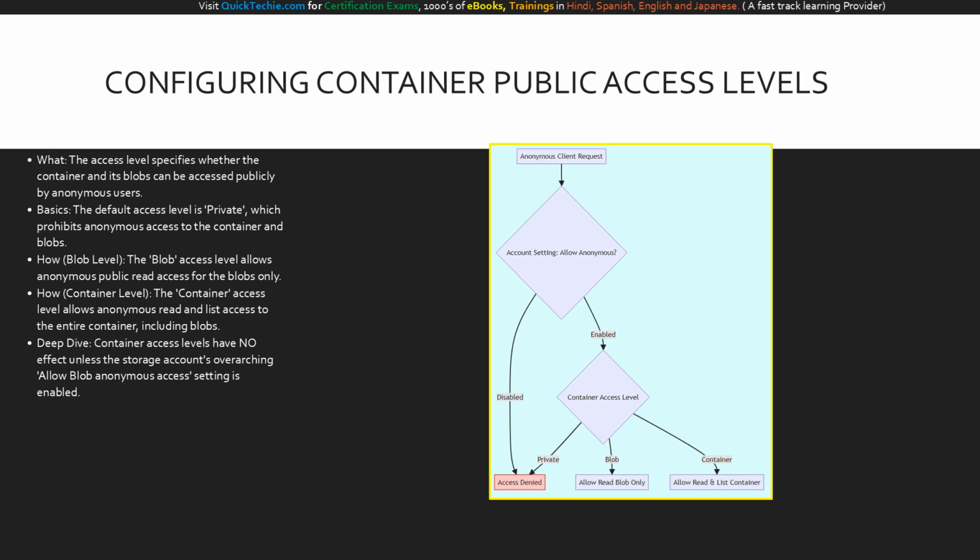Let's visualize how access evaluation works for anonymous requests. The request first hits the account level setting. If Allow Blob Anonymous Access is disabled, the request is instantly denied, shown by the red box. If enabled at the account level, the system then checks the specific container access level. If the container is set to private, access is still denied. Only if the container is explicitly set to the blob or container level will the anonymous request be allowed through to read the data. This demonstrates why account-level governance is so powerful.